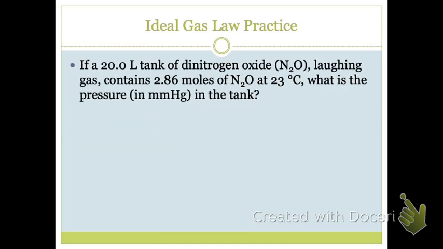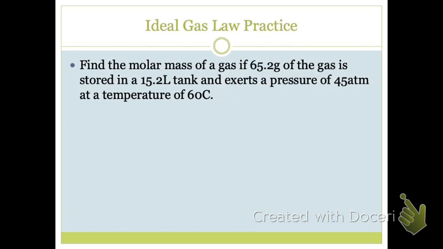This one says if a 20-liter tank contains that, what is the pressure in millimeters of mercury? So you're going to have to do a conversion at the very end. Very end, okay? Try this one on your own. Find the molar mass of a gas if 65.2 grams of the gas is stored in a 15.2-liter tank and exerts a pressure of 45 atm at a temperature of 60 degrees Celsius. I'm going to give you a minute or two to get written down what you need for this problem before we start working it together.